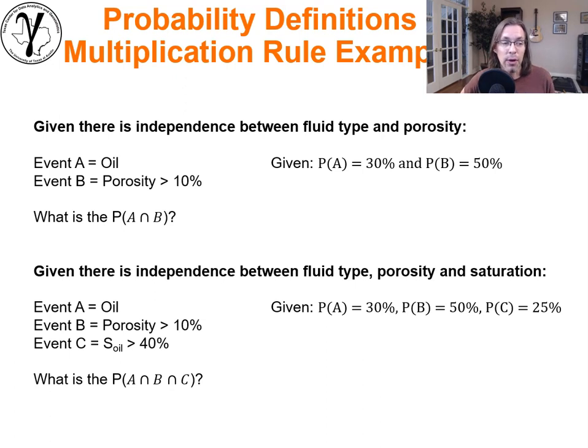Let me give you an example right here. Event A is oil. Event B is porosity greater than 10%. We have the probability of oil at 30%, and the probability of good porosity at 50%.